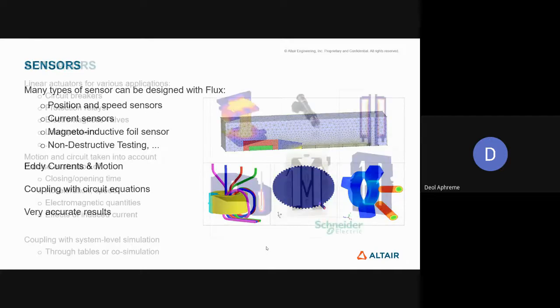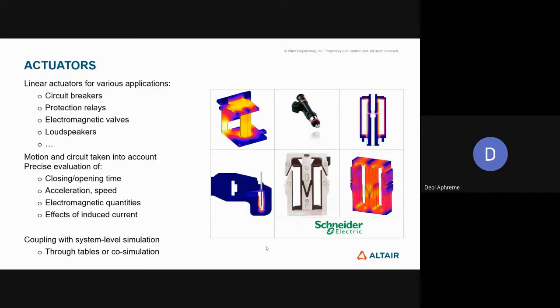And of course, the results are what matters the most. This is an actuator which is run by Schneider. Schneider uses our solvers to visualize different quantities. What sorts of actuators do we know? The circuit breakers, the protection relays, electromagnetic valves, and to a great extent even loudspeakers can be simulated for low frequency applications in Flux.